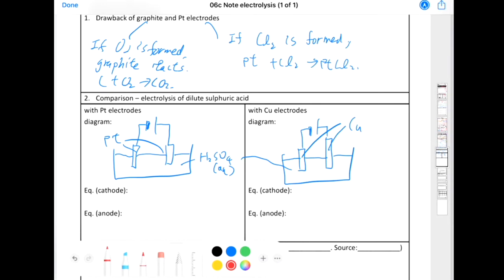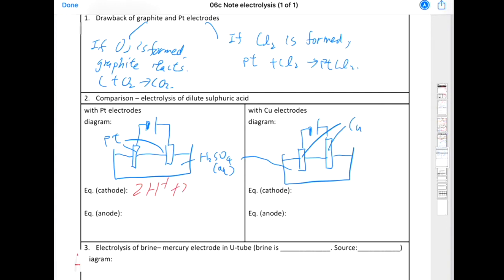So have you finished the analysis? Just find someone to tell me the answer for Pt first. What's the equation at the cathode? For the Pt setup: 2H+ plus 2 electrons gives hydrogen gas. Yes, thank you. And then how about on the other side, for the anode? 4OH- gives O2 plus 2H2O plus 4 electrons.